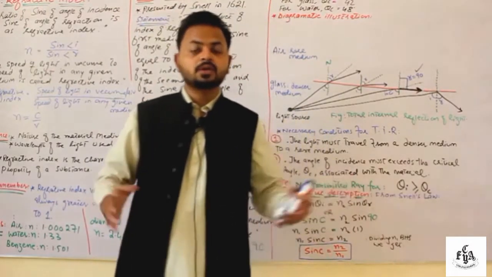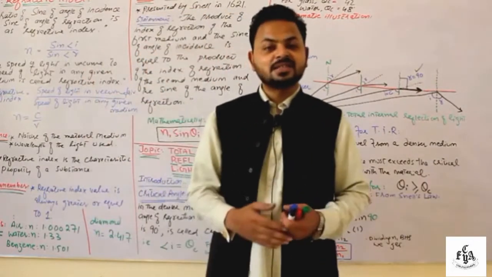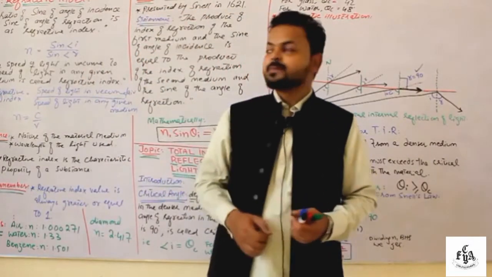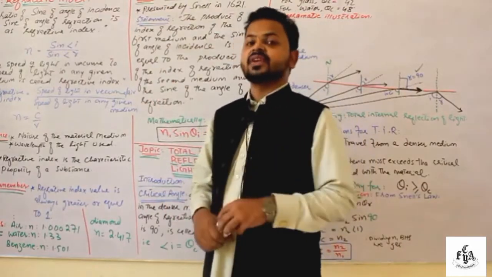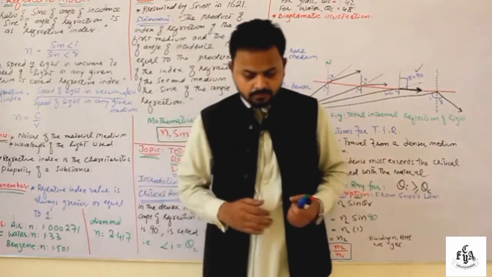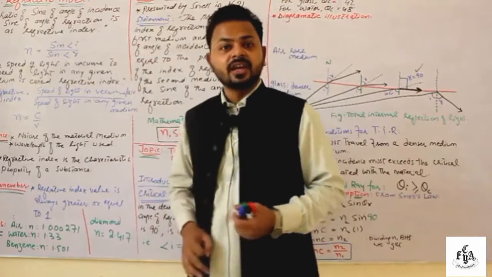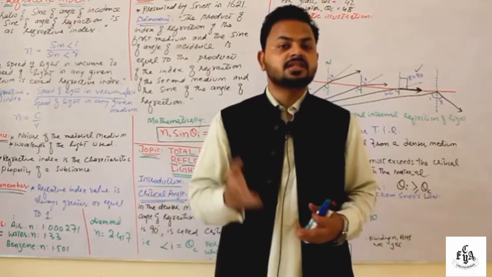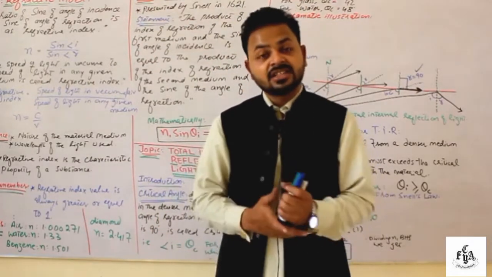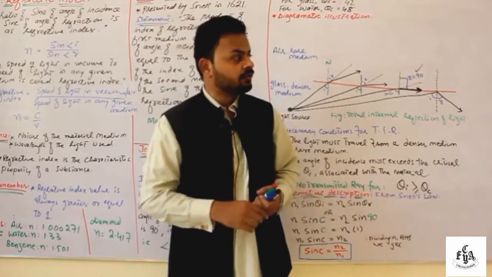Okay, so this was all about today's lecture. This was total internal reflection. Now let me summarize today's work, what we have done. We have discussed three topics today. The first was refractive index. Refractive index was a kind of ratio between the sine of the angle of incidence to the sine of the angle of refraction. n is equal to sine i divided by sine r.